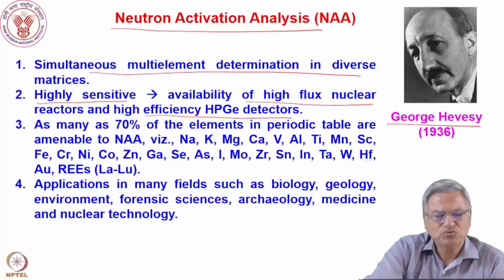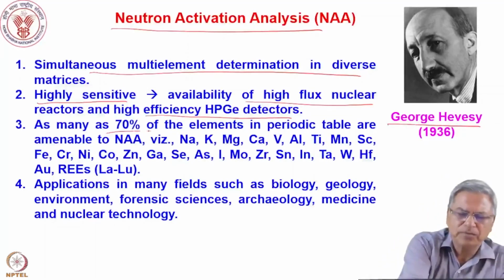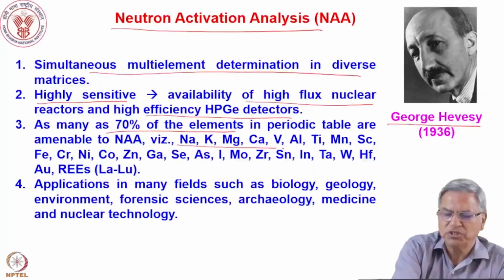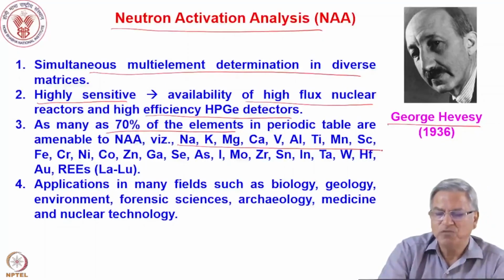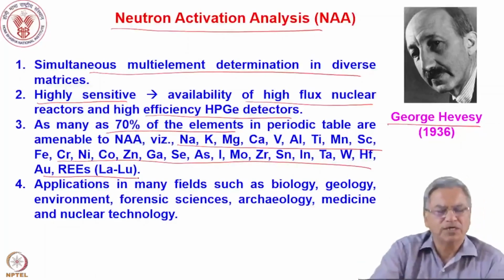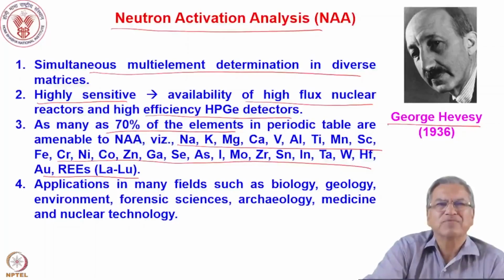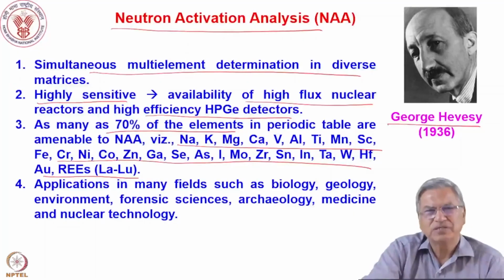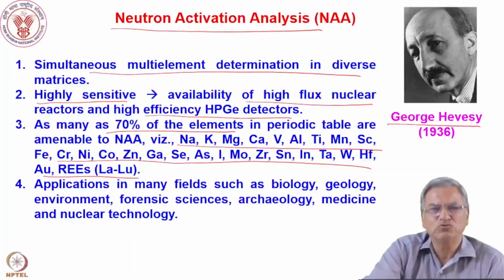In the periodic table, as many as 70% of the elements are amenable to neutron activation analysis, like for example, sodium, potassium, magnesium, calcium, vanadium, aluminum, and so on. So there is an almost endless list: rare earths, many of the actinides, they are amenable to neutron activation analysis. You see, it is not necessary that every study has to be done using neutron activation analysis, but it has got an edge over other techniques in many cases. In those cases, you find this is very, very useful.